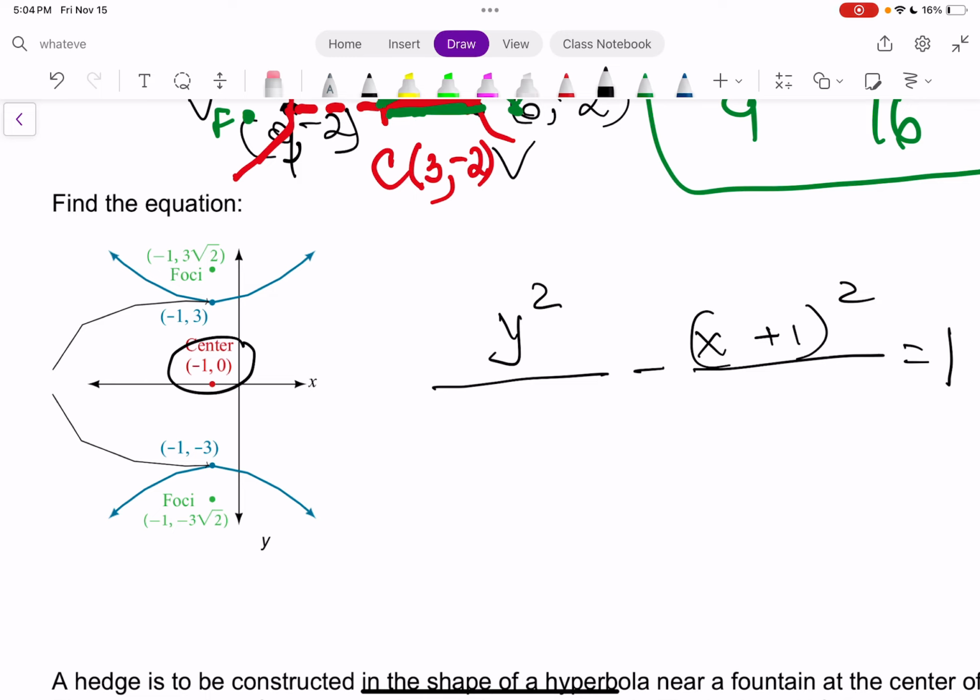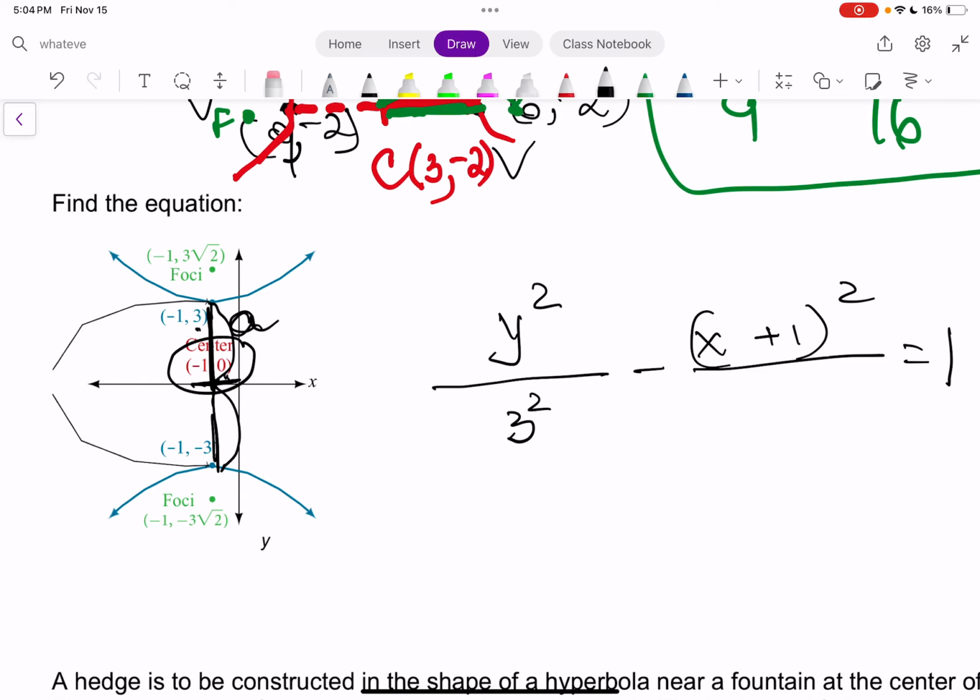All right. Now I immediately could see what the A value is. A is the distance from the center to the two vertices. So we had to go 3 units up, right? Because we went from 0 to 3 or 0 to negative 3. So immediately I know the A value is 3.